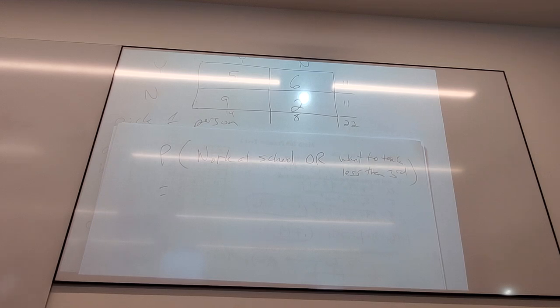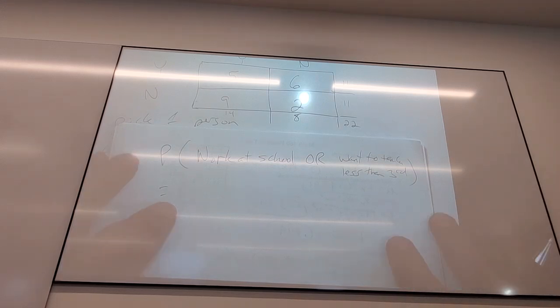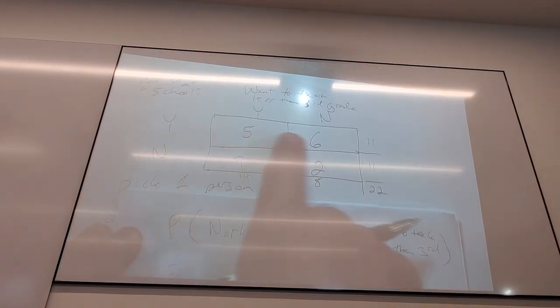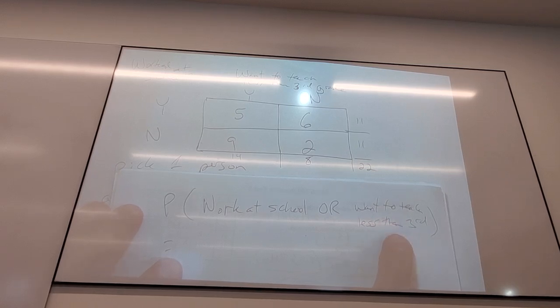So what's true about the students I'm going to include in the numerator? They must either work at a school currently. How many students is that? Yeah, 11. So work at a school, there's 11. How many want to teach less than 3rd grade? 14. Now here's the problem.